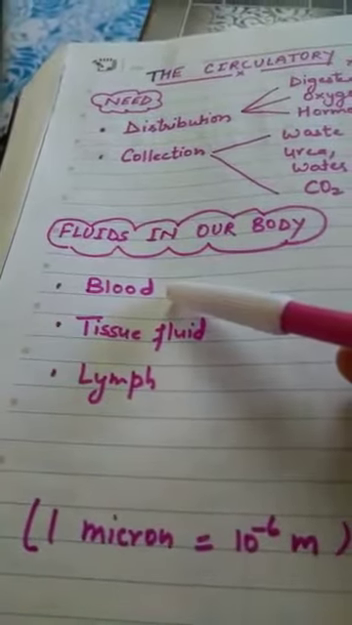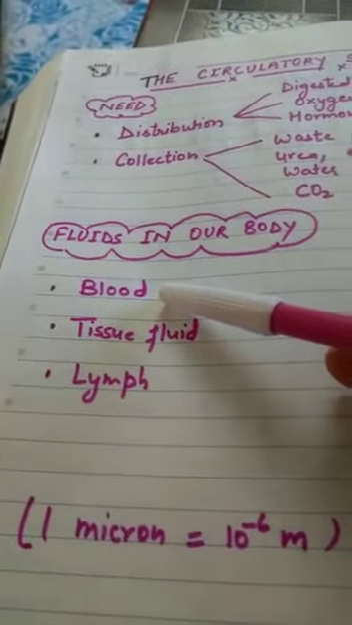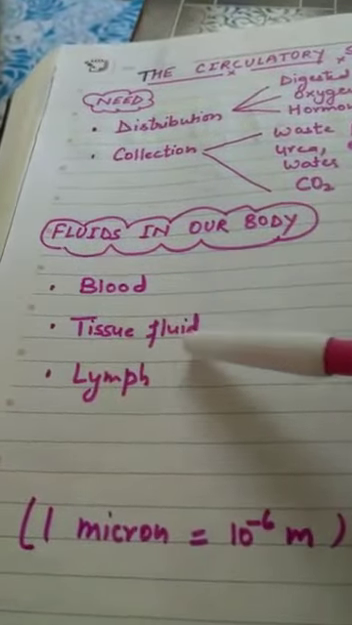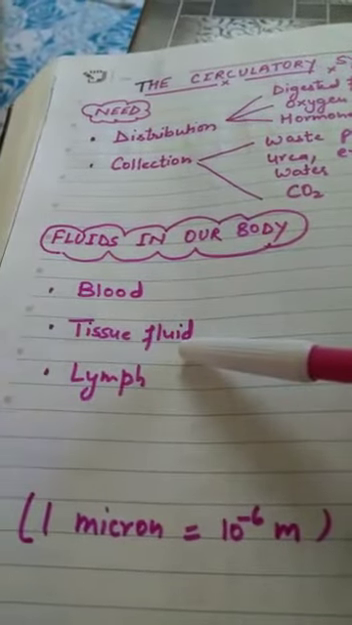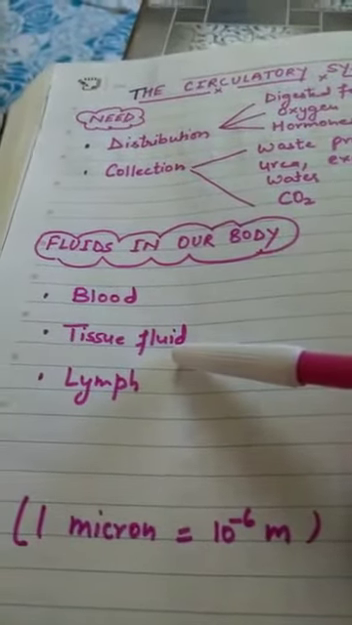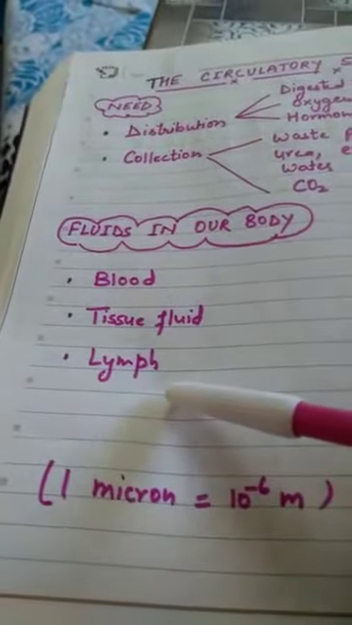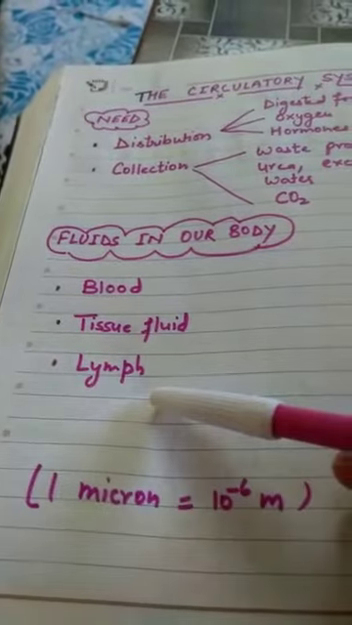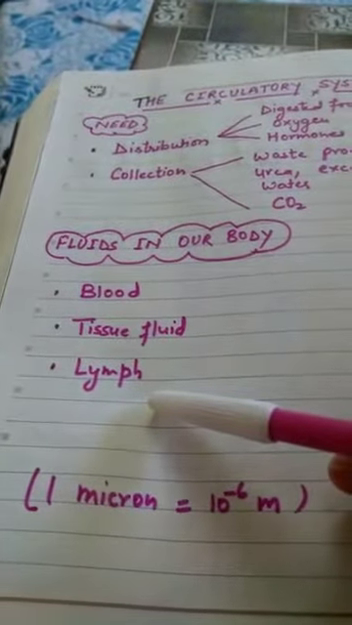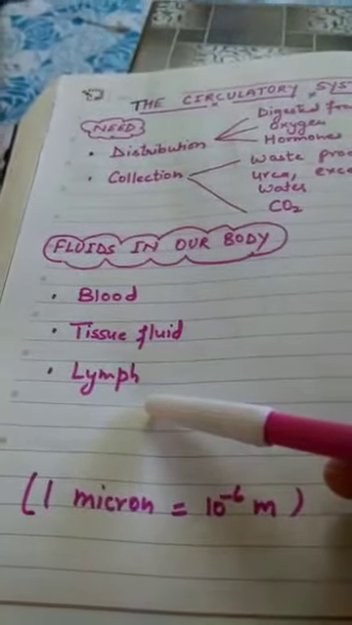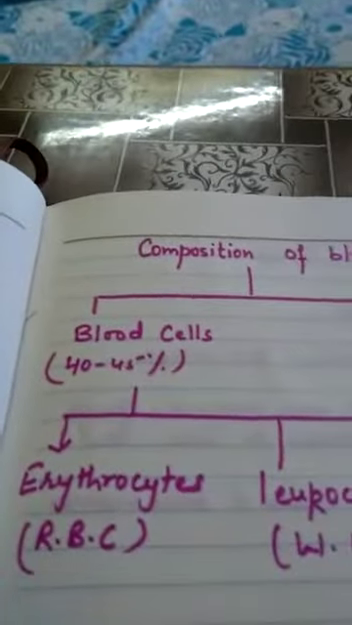Blood is present mainly in the blood vessels and heart. Tissue fluid is present in between the cells of the organs. Lymph is mainly present in the lymphatic vessels or lymphatic organs like the spleen and tonsils. So we will study all these three fluids one by one. Let us first discuss blood.